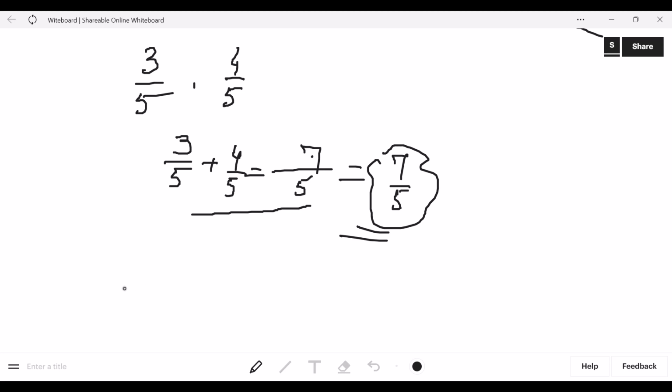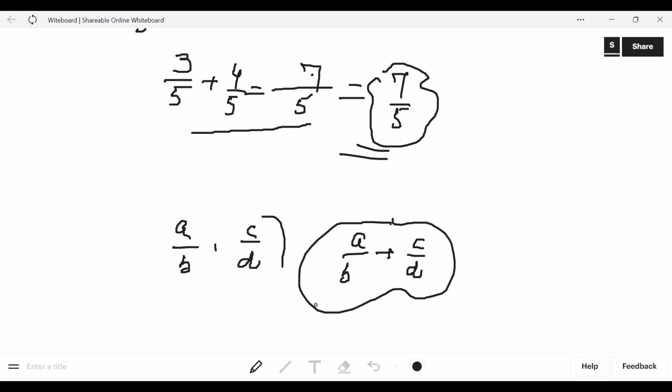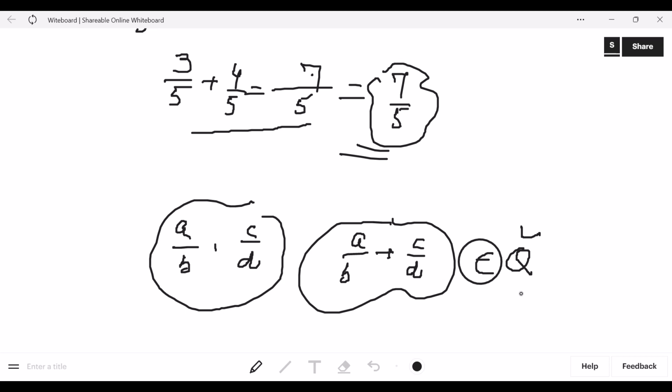Right? So we can write the generalized result, that is if A upon B and C upon D are two rational numbers, then A upon B plus C upon D, the sum of these two rational numbers, is also a rational number. It belongs to Q. Q stands for set of rational numbers. This is a symbol for belongs to.